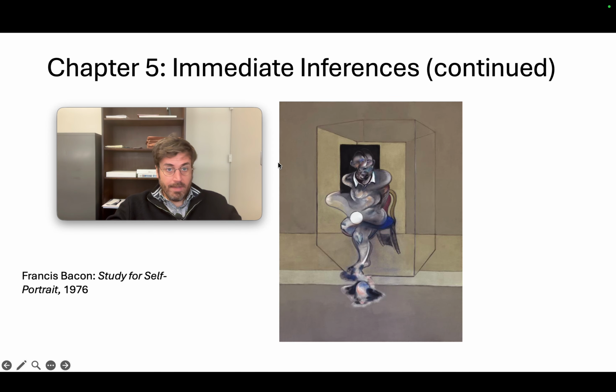Hello everyone. In this video we're going to continue our investigation into immediate inferences and have a closer look at some of the types of immediate inference we can make with categorical logic, and we're going to explore in a little bit more detail the Venn diagram tool that we looked at last time on the traditional interpretation of logic.